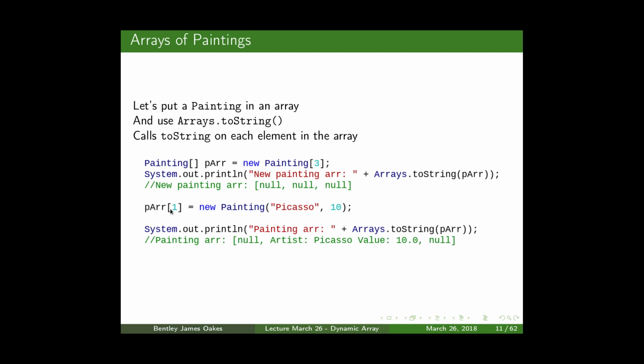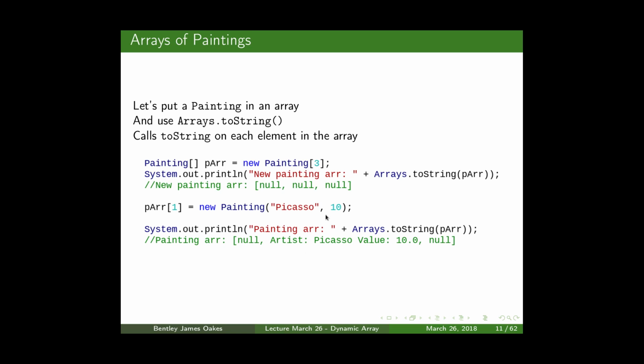For example, here in the middle spot of that painting array, I create a new painting by Picasso that's worth $10. I print out that painting array using toString, and what happens is that Arrays.toString method goes along that array of reference types, and it either prints out a null or it prints out the toString value of each instance. So to say that again, when we call Arrays.toString on an array of reference types, it will either print null or it will call the toString method of each instance.